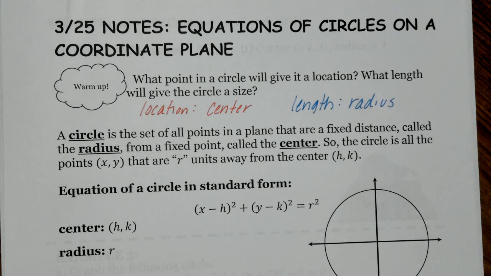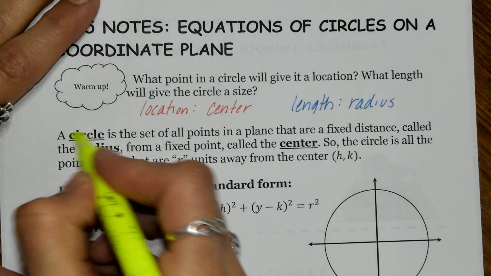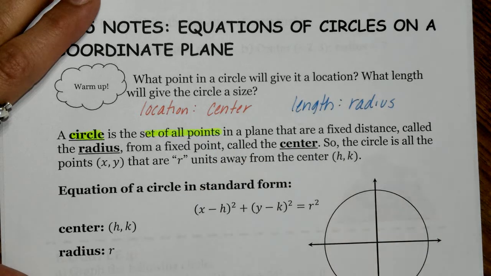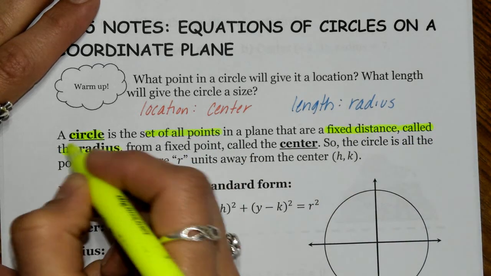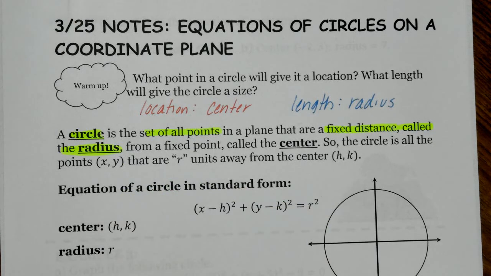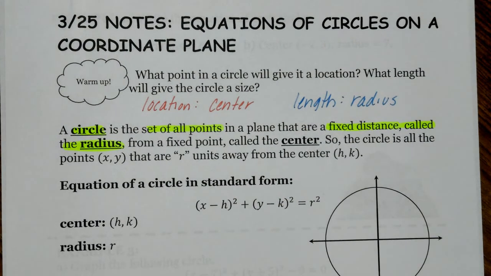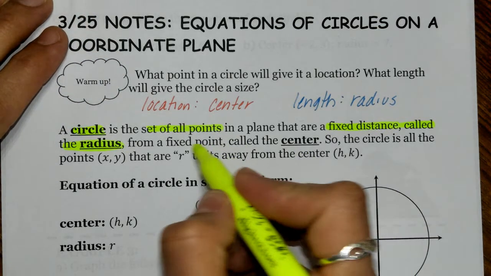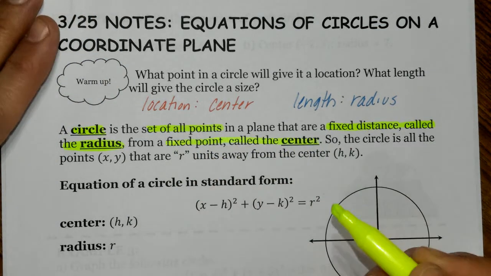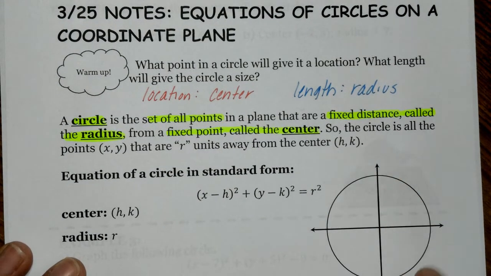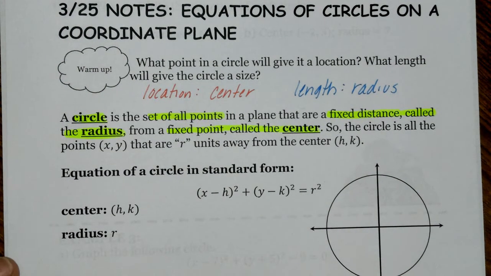So let's take a look at this next section here. We've got a circle. The definition is simply just a set of all points that are on this coordinate grid, and they are a fixed distance. This fixed distance is called the radius, so that's that length. All the points that are on the circle, all the way around the circle, are a fixed distance, which is going to be that radius. And it's going to be from this fixed point called the center. So you're going to go from the center to any point on this circle line. That's going to give you your radius, that distance, that length.